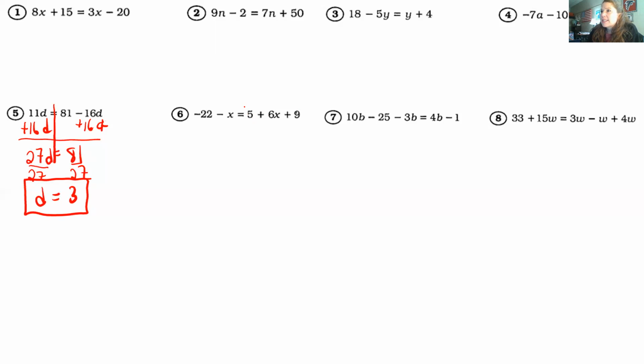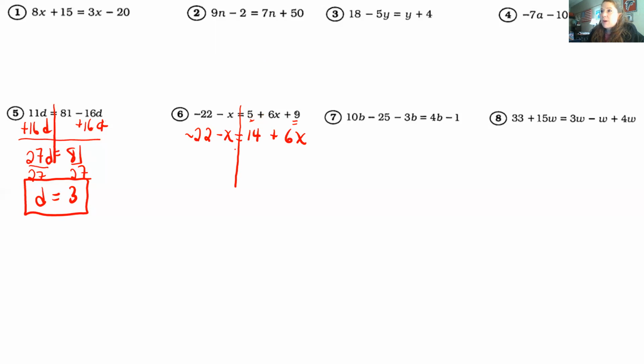On number 6, when I do my line here, the first thing I notice is that I have like terms over here. As long as they're on the same side of the equal sign, you have to combine like terms. So I'm going to bring everything else down. And then I'm going to add together 5 plus 9. I get 14 plus 6x.